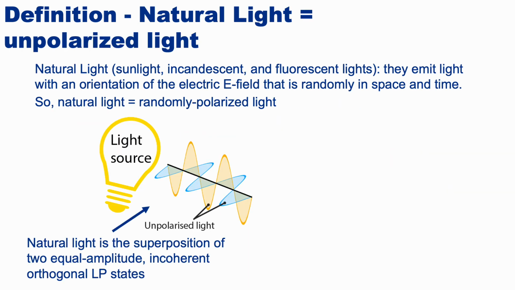Okay, so let's go into what a linear polarizer is and how it works. But before going there, we need to define natural light. You're going to see natural light, or the term unpolarized light. That means light coming from the sun or any incandescent or fluorescent lamp or even LEDs, which emit light with an orientation of the electric field that is random in space and time. So the polarization state does not stay constant, and we can always express it as the superposition of two equal amplitude incoherent orthogonal linear polarization states.